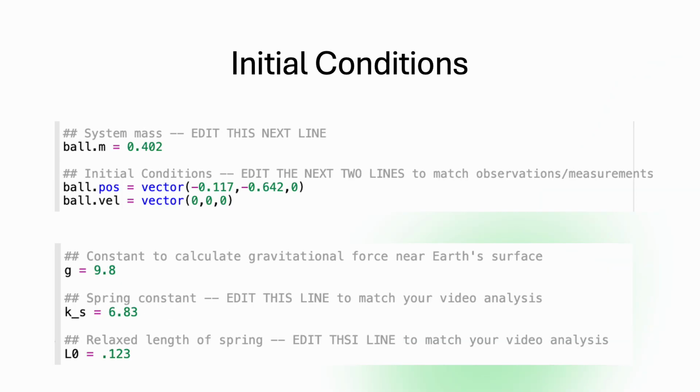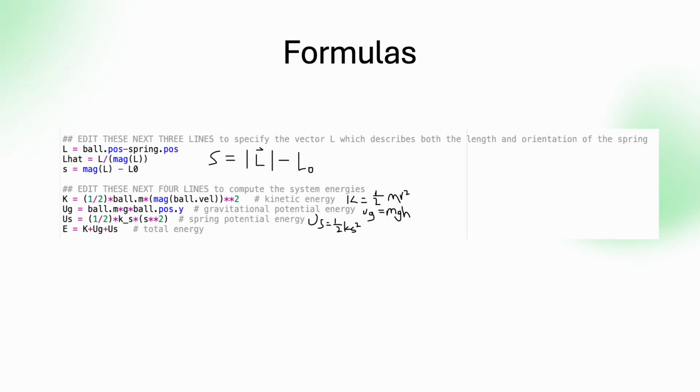So looking at the code, our initial conditions are defined here as the mass of 0.402 kilograms, which we discussed previously. Here's the initial position and velocity that we just mentioned on the last slide. Here's the gravitational constant, here's the spring constant, and here's the relaxed length that we found. These two were just found in that last slide. And for our formulas, we need to specify the vector L, which described both the length and orientation of the spring, so all of that is found here, writing on this equation from Hooke's law.